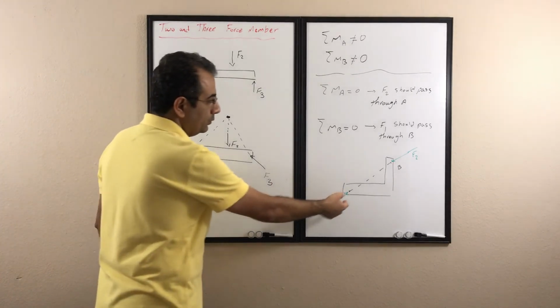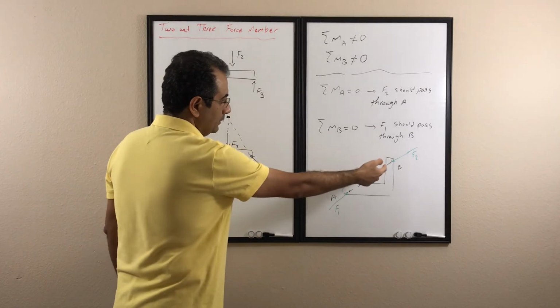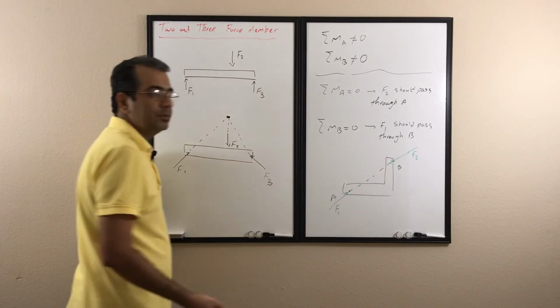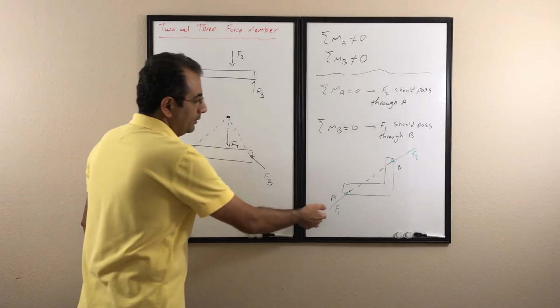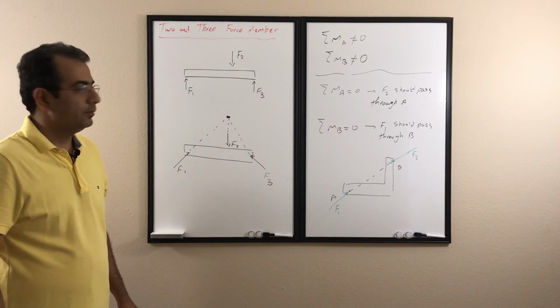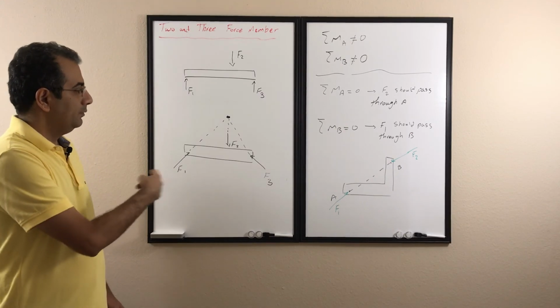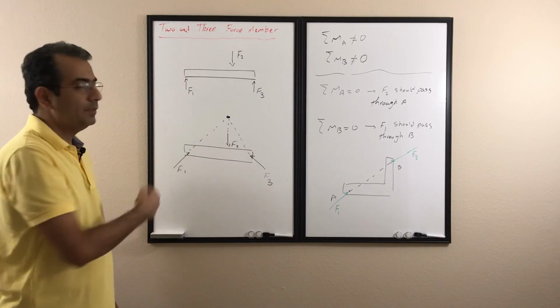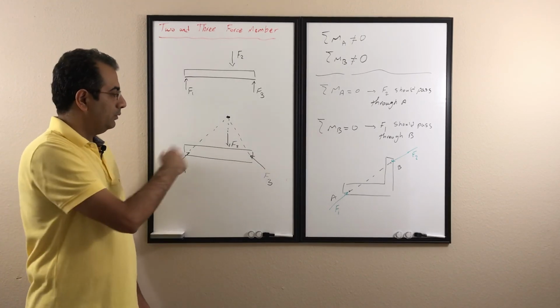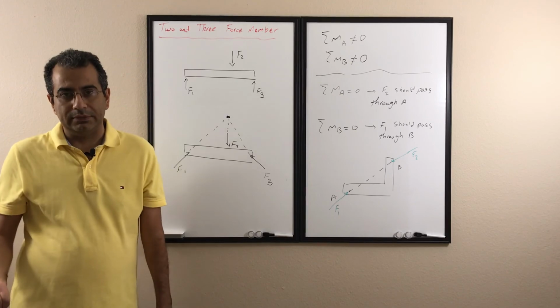If I have a member with two forces, again, the magnitude of the two forces should be equal. They should be in the opposite direction, and they should share the same line of action. Both of them should have the same line of action. That's the only way that a two-force member or a three-force member can be in equilibrium.